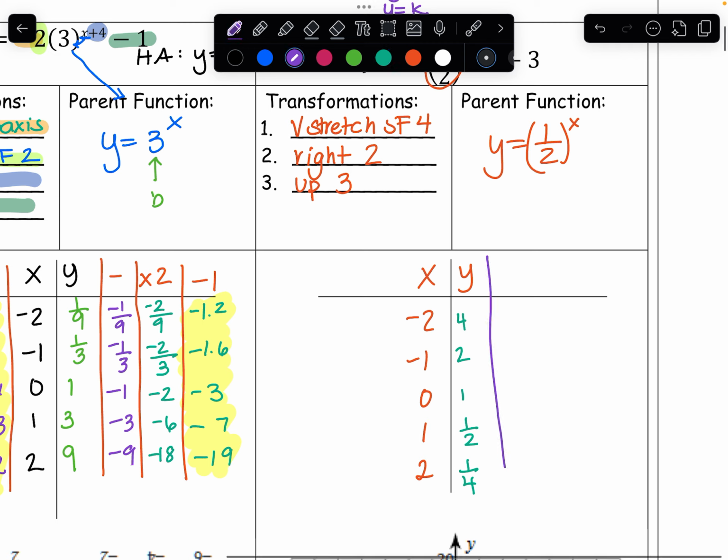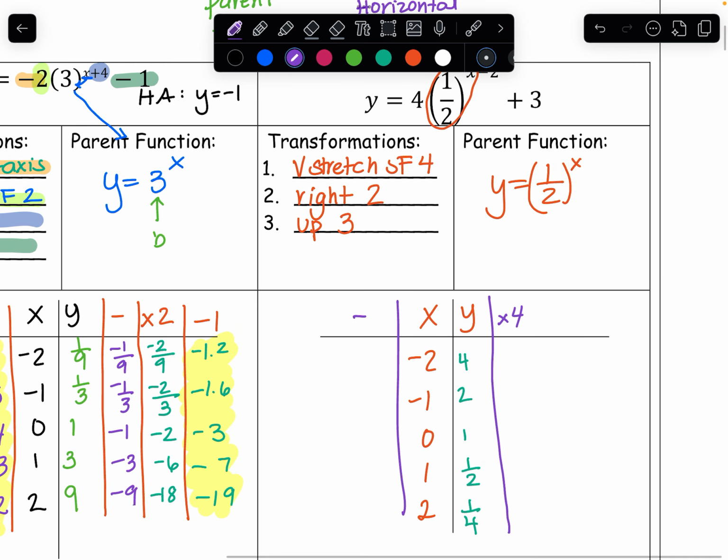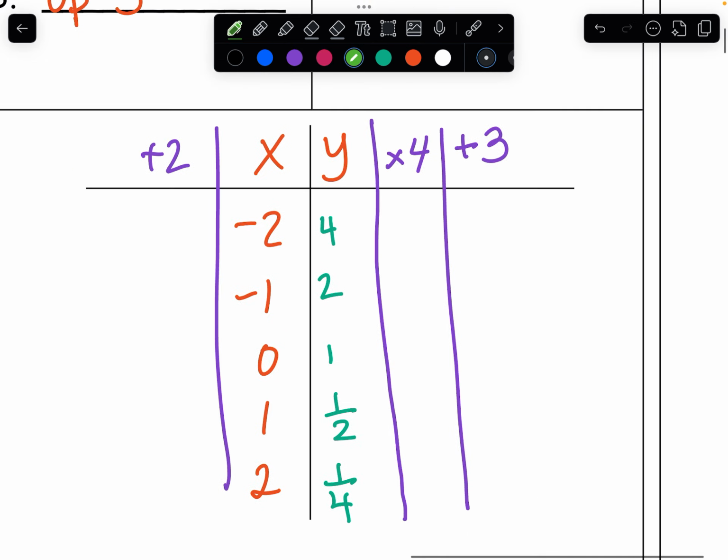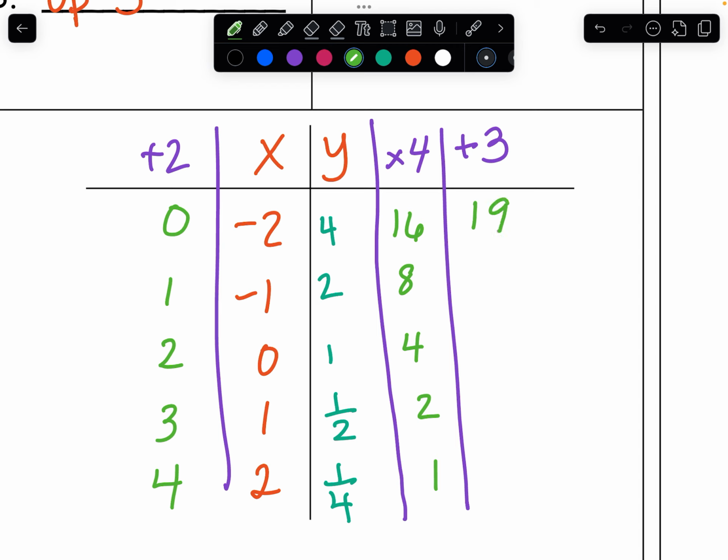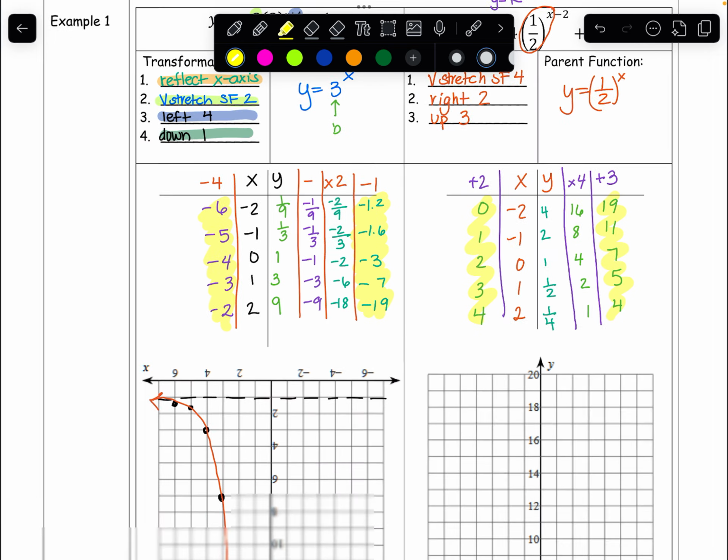Then filling in my table, I'm going to multiply by 4, add 2, and add 3. And so filling this in, we would get 0, 1, 2, 3, and then 4. To the other side, we would get 16, 8, 4, 2, and 1. And then adding 3, we would get 19, 11, 7, 5, and 4. And just like everything else, we are going to graph those outermost columns.